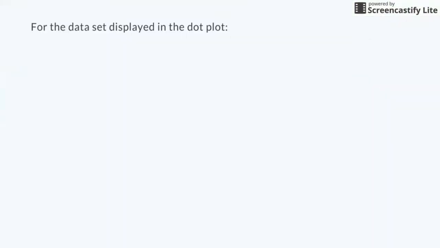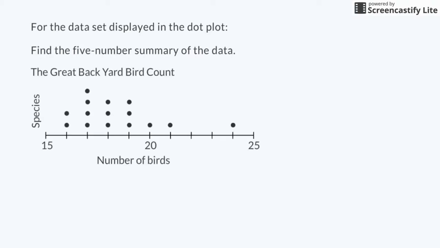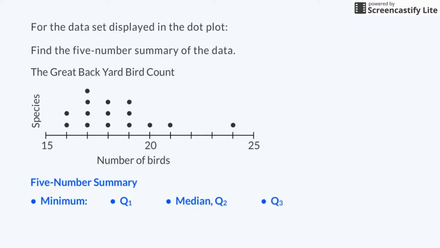For the data set displayed in the dot plot, find the 5-number summary of the data. Remember that the important numbers in the 5-number summary are the minimum and maximum, the median, or Q sub 2, and the first and third quartiles, or the medians of the upper and lower halves of the dataset.